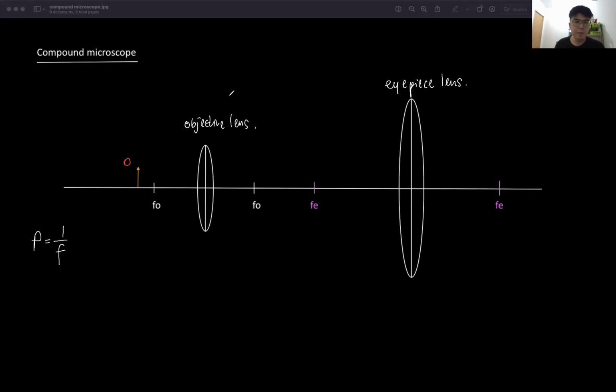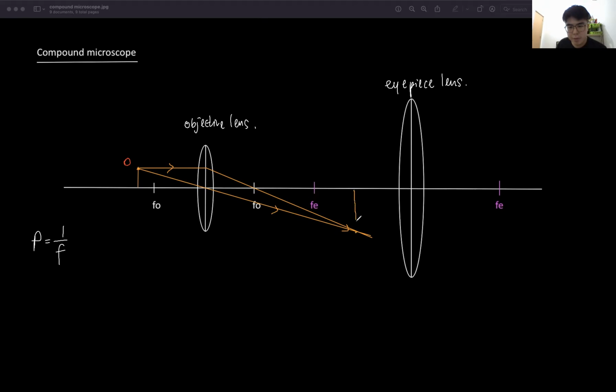Okay, now work out the ray diagram. We start from the object, and when we draw the ray diagram, we ignore the eyepiece first. We only look at the objective lens. So using the 3 rules, parallel, focus. Don't forget to put arrows in the exam. And then we have center. Okay, they intersect somewhere here. This point, and then I'm going to draw the image.